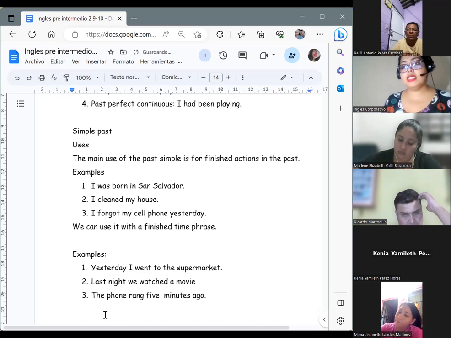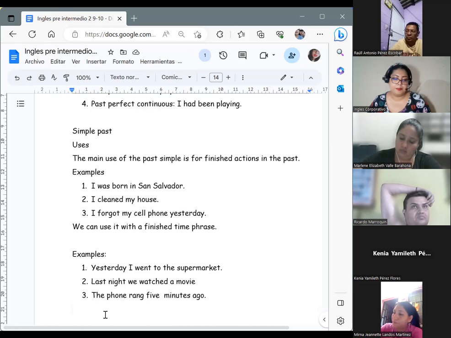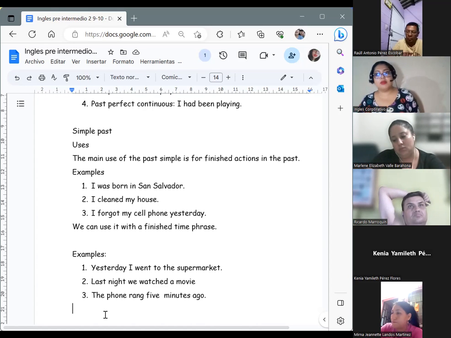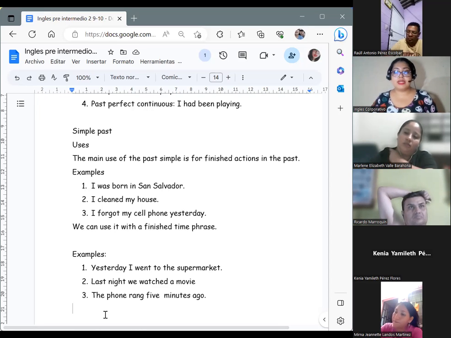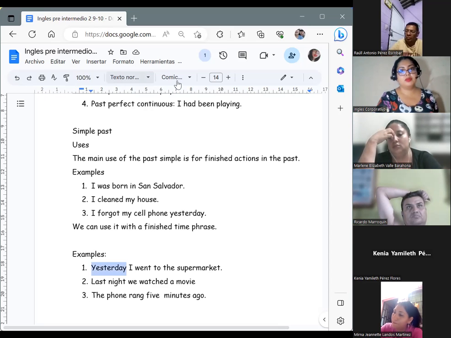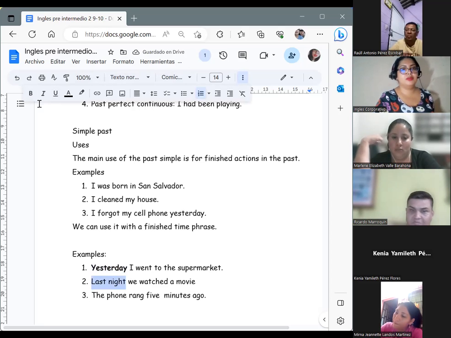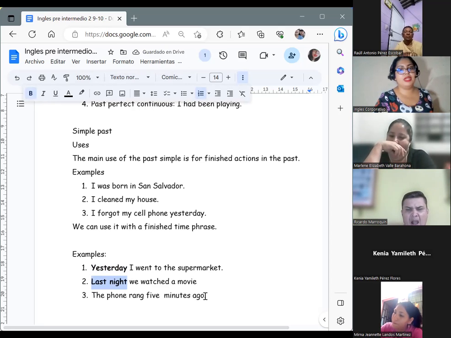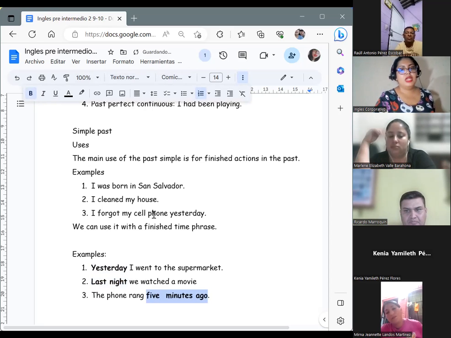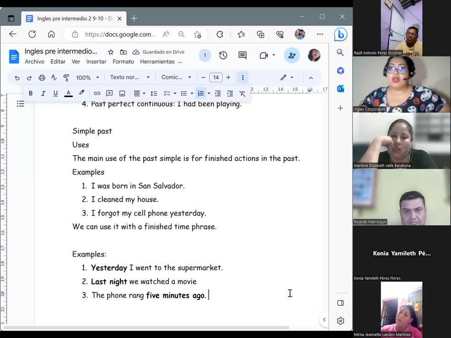Okay, so in this case, when we're talking about the time phrases, we are talking about words that let me understand the time in which I am performing an action. Son frases que me van a dar la pauta a mí para explicar en qué momento en específico yo realicé esta acción. ¿Cómo así? Bueno, en este caso nosotros tenemos los siguientes ejemplos. Yesterday, that is one of these examples. Yesterday, then we have last night. And in this one, 5 minutes ago. Esas palabras o frases que tenemos aquí nos están especificando a nosotros en qué momento sucedió la acción.